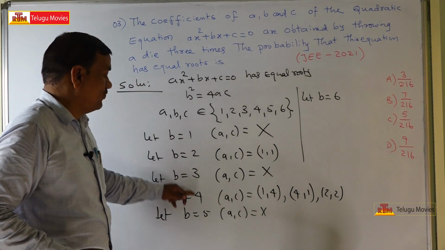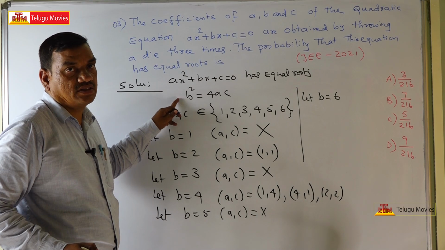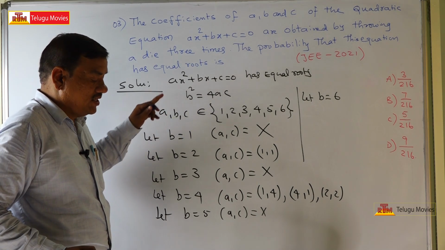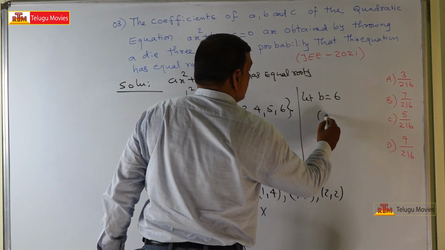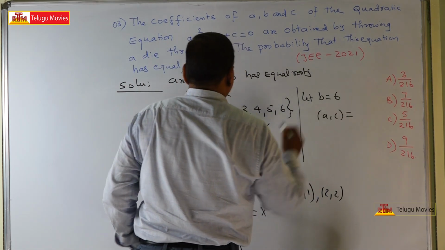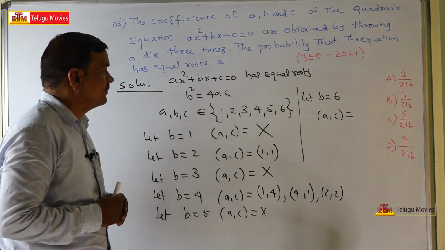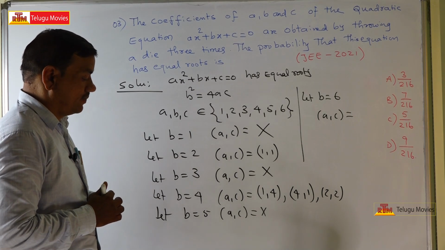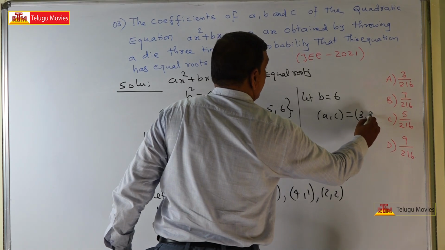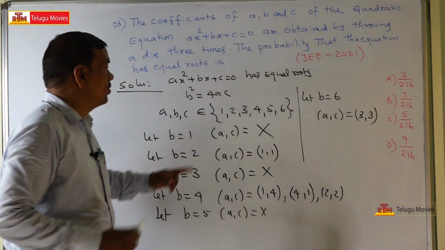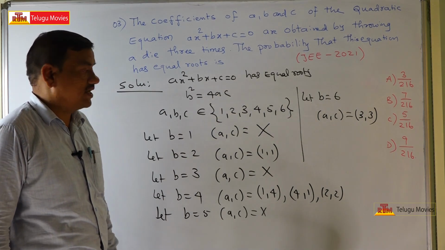1, 2, 3, 4, 5 over, now coming to 6. 6 square is 36. What are the numbers you will get? a comma c. What are the numbers? You have to substitute here so that you will get 36. Check. So a is equal to 3, c is equal to 3. Check here. 4 3s are 12, 12 3s are 36. That's all, only one case.